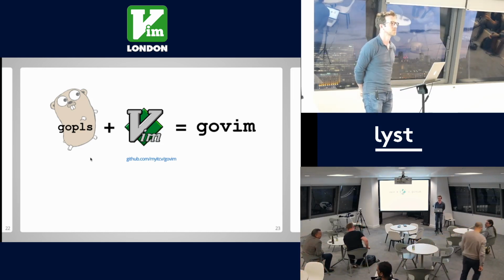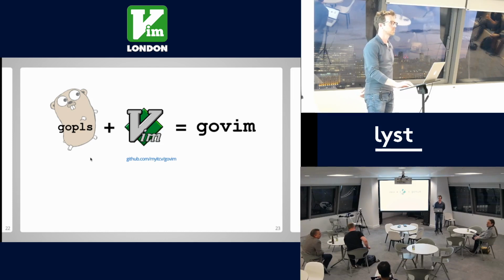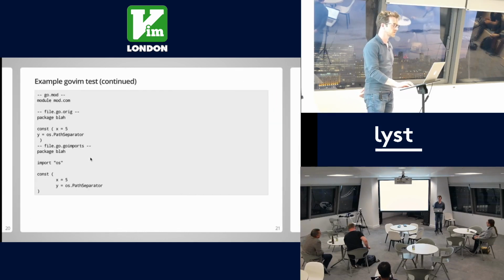As far as my understanding of language servers, usually it's a language client that interacts with the language server. So how is govim different to other language clients?